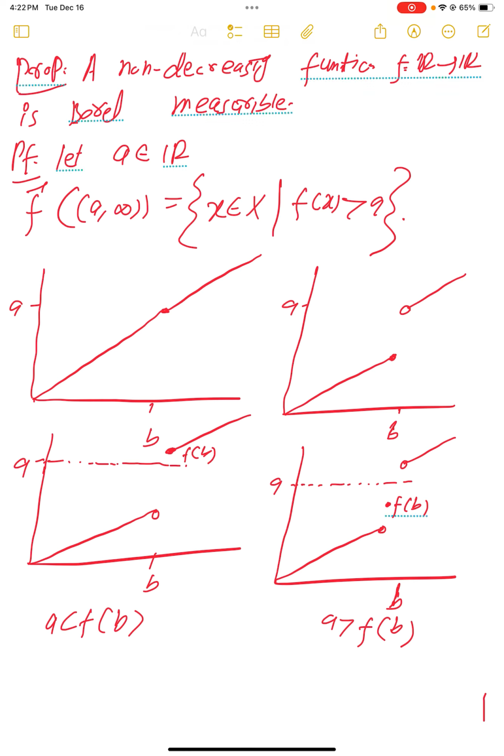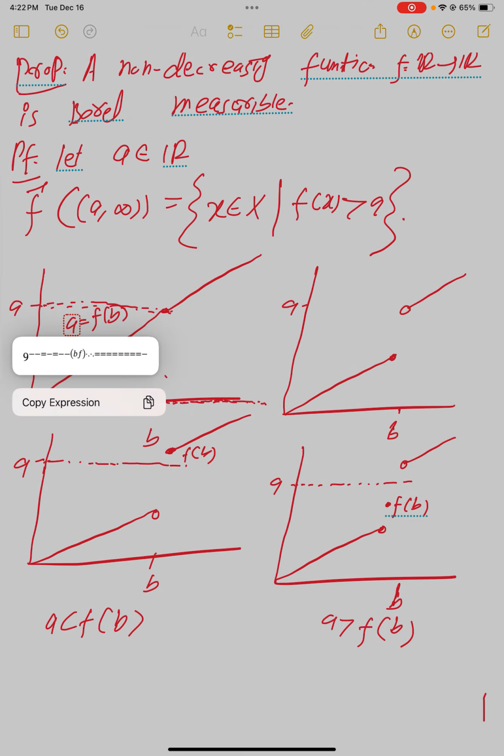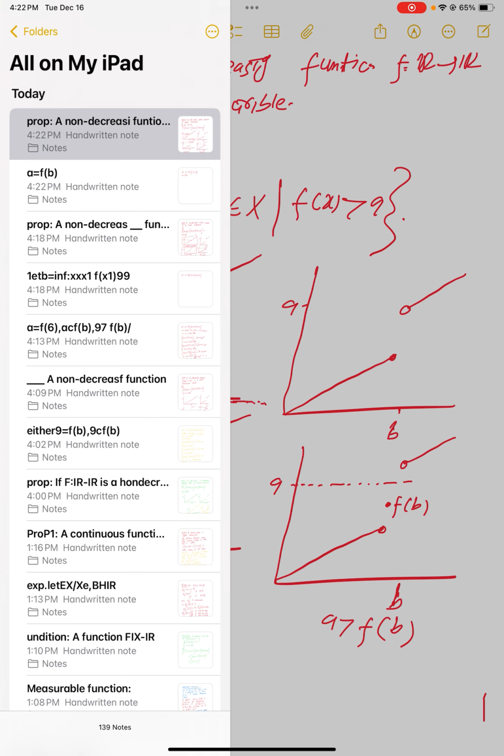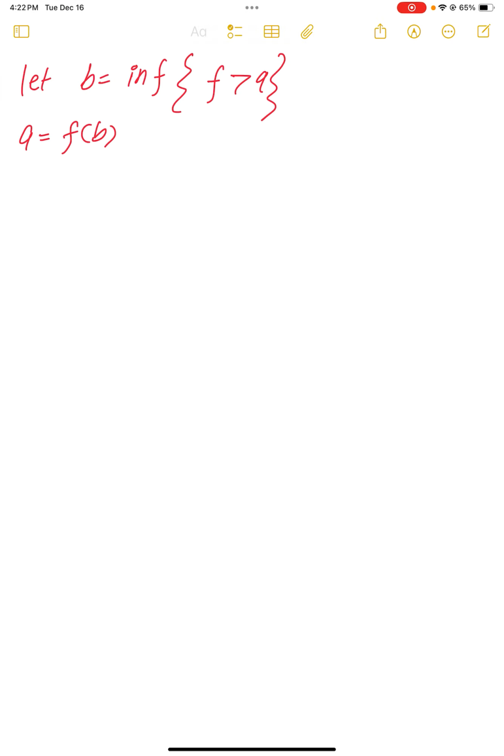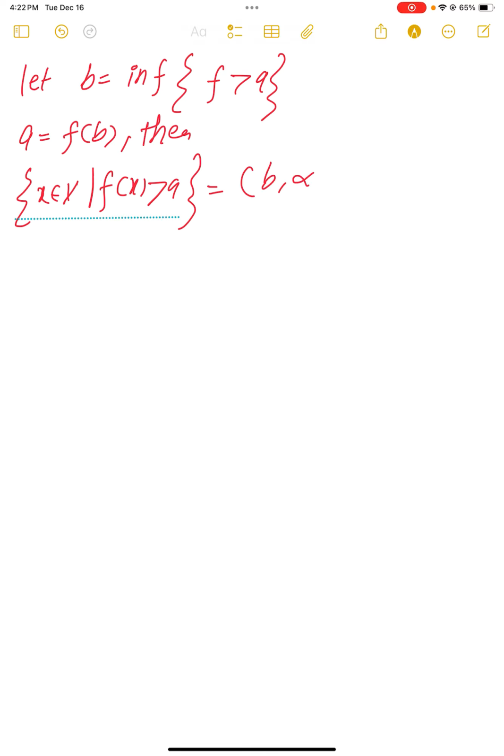So assume that a is equal to f of b. If a is equal to f of b, what do we think about the values of the domain where the function is greater than a? Definitely these will be the values. In this case, if a is equal to f of b, these are the values of the domain where the function value is greater than a. So then the set of x such that f of x is greater than a is nothing but the open interval b to infinity.